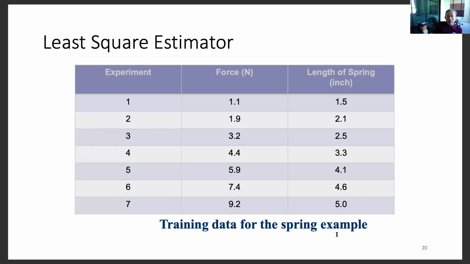So we do the experiment. Experiment 1, 2, 3, 4, 5, 6, 7. This one needs no data logger system. We are just using manual measurements, individual measurements, where we give a force to the spring, 1.1, 1.9 until 9.2, and then the spring will be stretched to 1.5 inch, 2.1 inch until 5.0 inch. So this is the training data for the spring example.